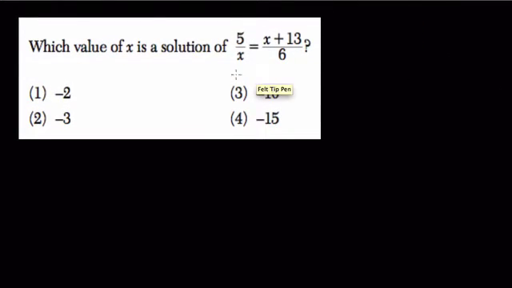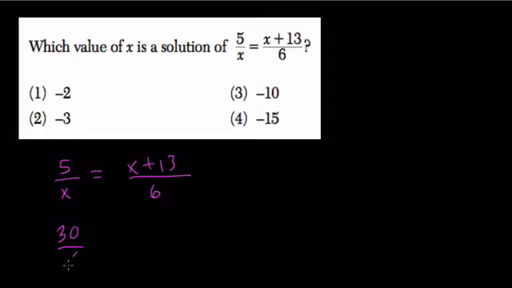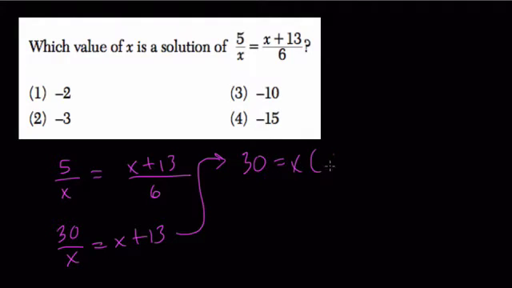Okay, they want to know here, what is the solution for 5 over x is equal to x plus 13 over 6. I multiply everything by 6, and I get 30 over x equals x plus 13, right? These 6's cancel out over here. Now I'm going to multiply everything by x. And what am I going to get? On the left-hand side, the x's will cancel out, so I get 30. On the right-hand side, we have x times x plus 13.